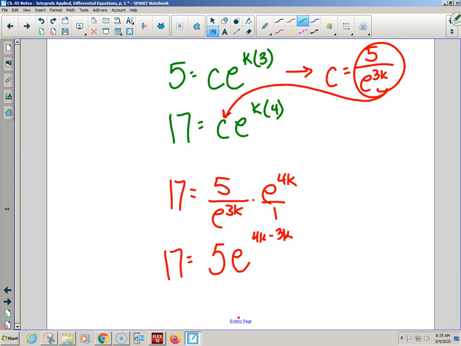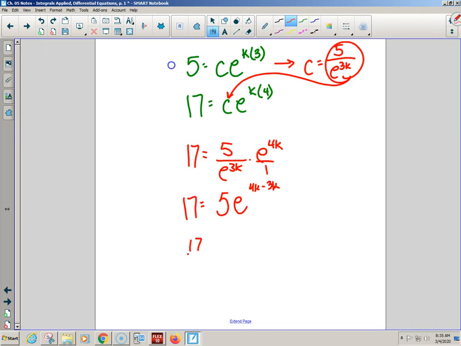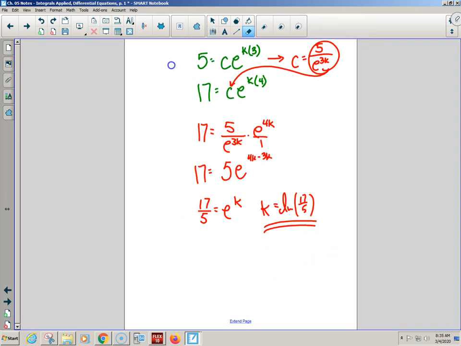So reduce. Now wait a minute, I'm not done yet. Am I? Yeah. 17 over 5 is equal to e to the k. So what's k equal to? Am I done? No. Not for the problem that we were doing. But I have k, and once I have k, what was that snazzy pre-cal term? Back substitute? Go back and plug it in. Just because. Makes it snazzy.